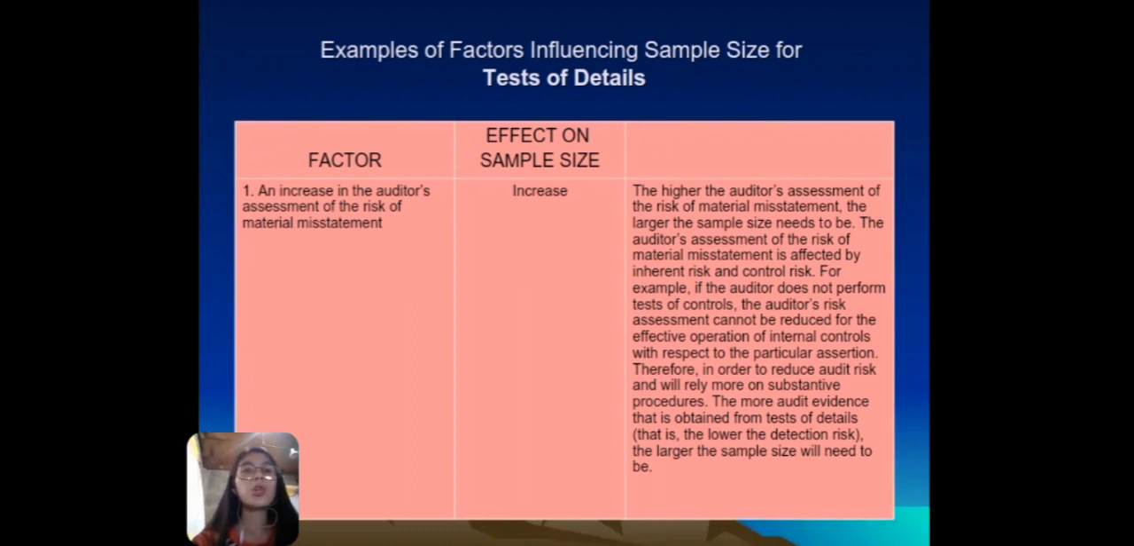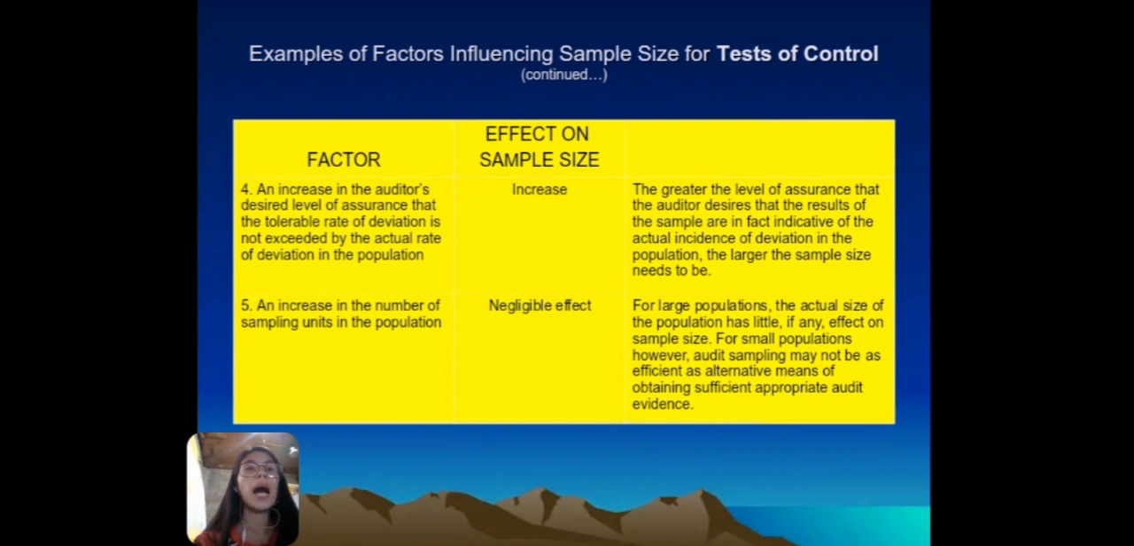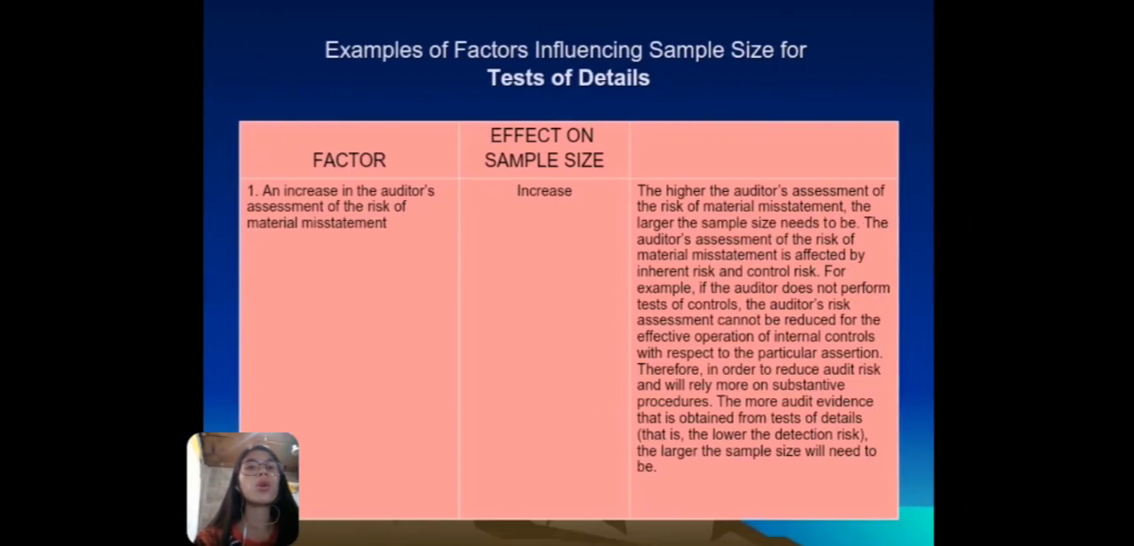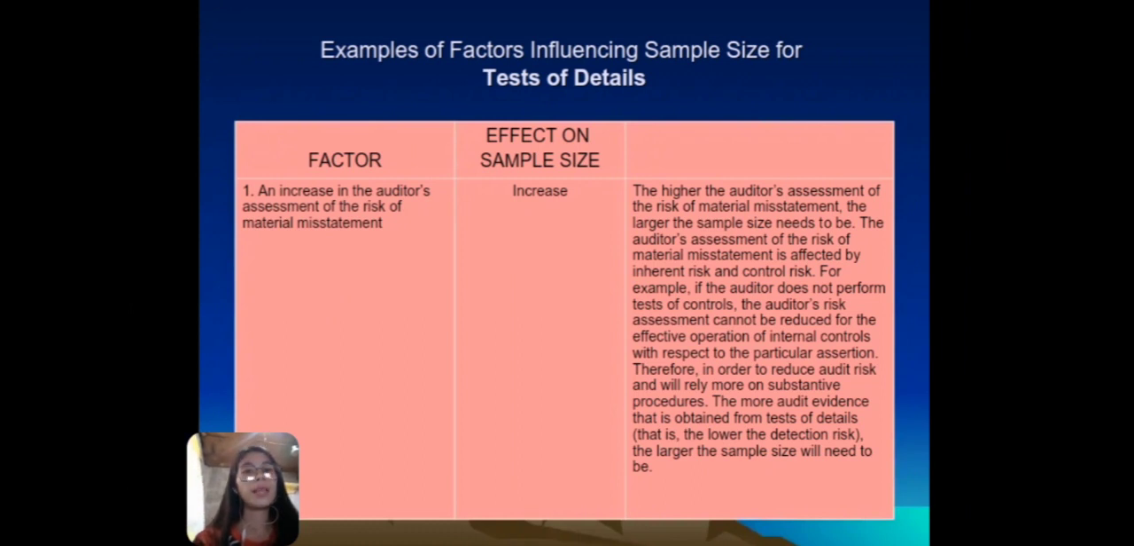So now, for examples of factors influencing sample size for test of details. The ones we discussed first were the factors influencing sample size for test of controls, and now for test of details. So first, an increase in the auditor's assessment of the risk of material misstatement.